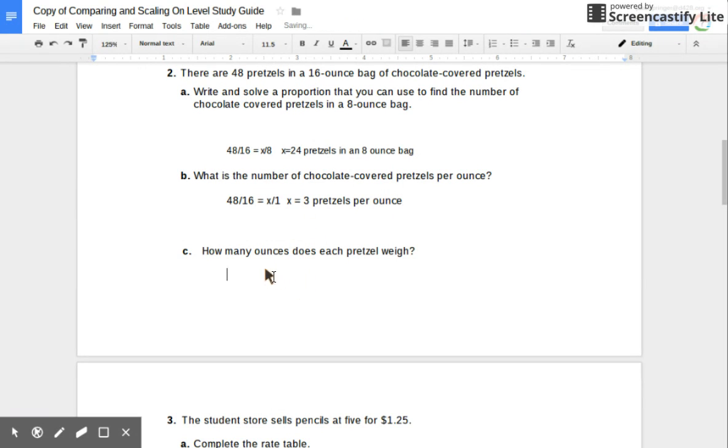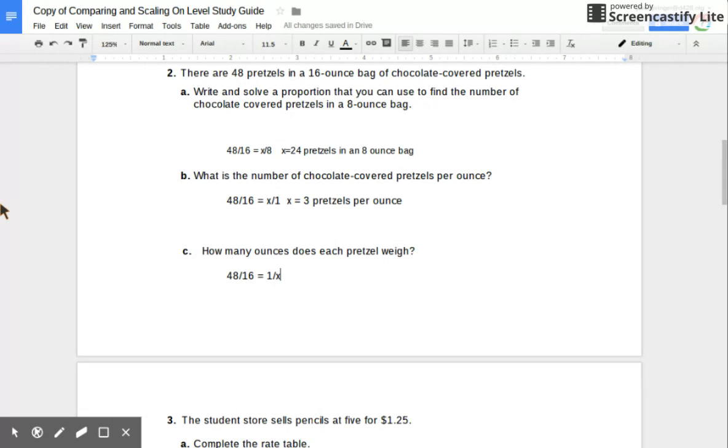All right, how many ounces does each pretzel weigh? Well, we can still use the same ratio, 48 divided by 16, which is 48 pretzels in a 16-ounce bag. And now we're trying to find out how much 1 pretzel weighs. So that's our pretzel on the top. We're trying to find our ounces on the bottom. So we do the same thing as we've always done.